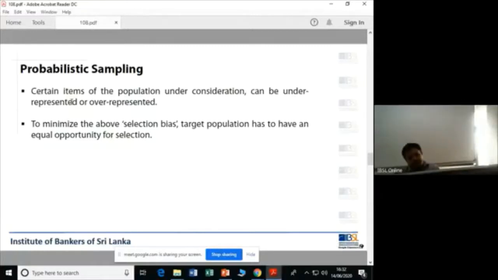The slide says certain items of the population under consideration can be underrepresented or overrepresented. To minimize the above selection bias, the target population has to have an equal opportunity for selection. So that is where probabilistic sampling comes into the picture. Let's go through the 4 items that we are going to discuss under probabilistic sampling one by one.